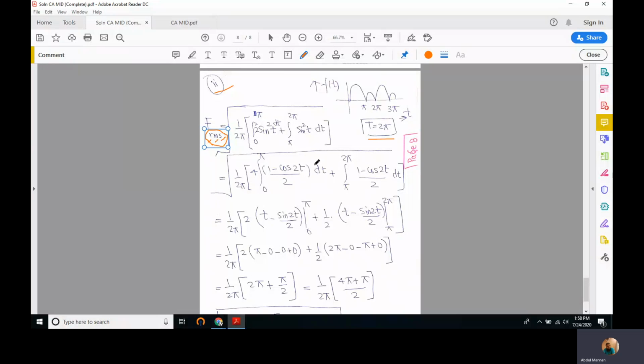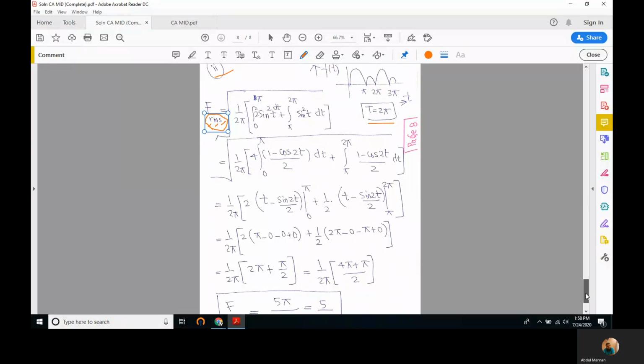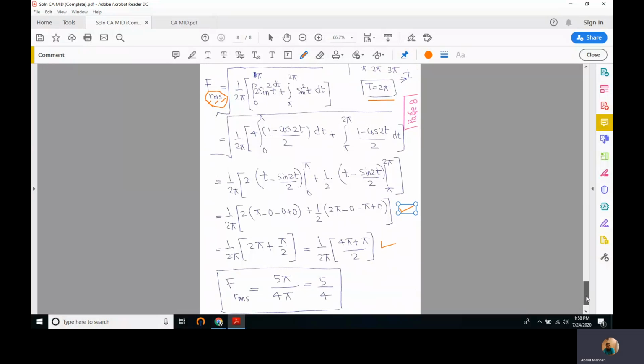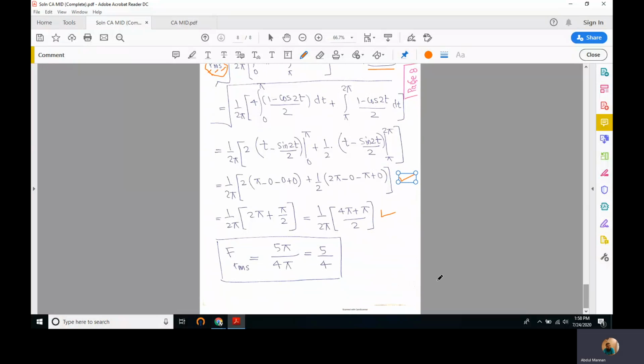So we replace this with this double angle to get rid of the square term. Then we solve it using elementary mathematical techniques and simple skills to compute integrals of functions of time, and then we come up with a value slightly greater than 1. So this is FRMS.